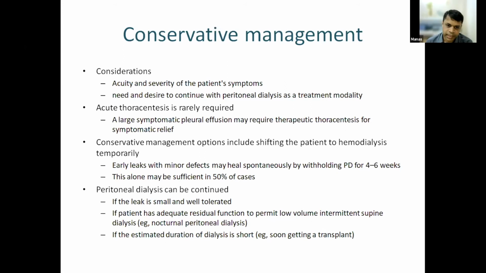The conservative management options include temporary shifting to hemodialysis for 4 to 6 weeks, as this peritoneal fluid is an irritant to the diaphragm. So ongoing fibrosis occurs, and early leaks or small leaks may fibrose and heal themselves. So there is no requirement of any invasive procedure, pleurodesis, or surgical procedure.